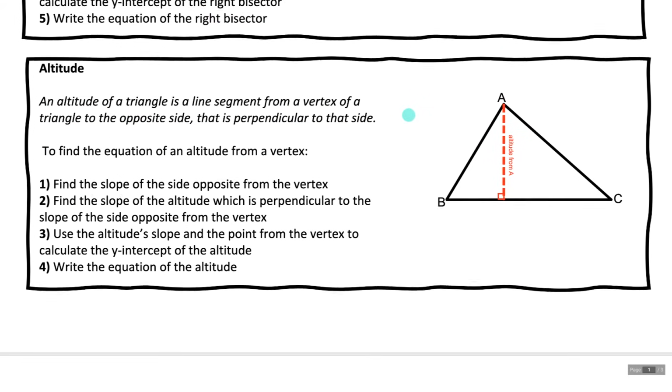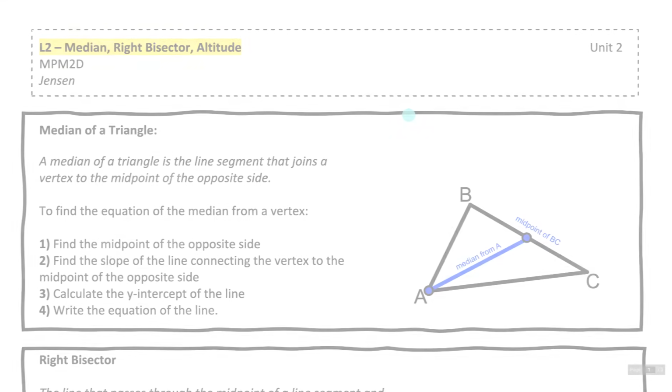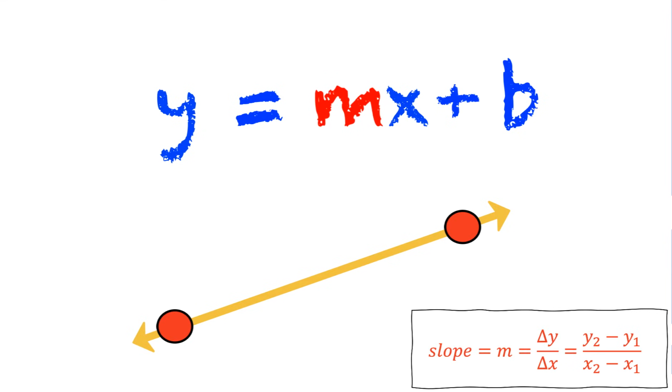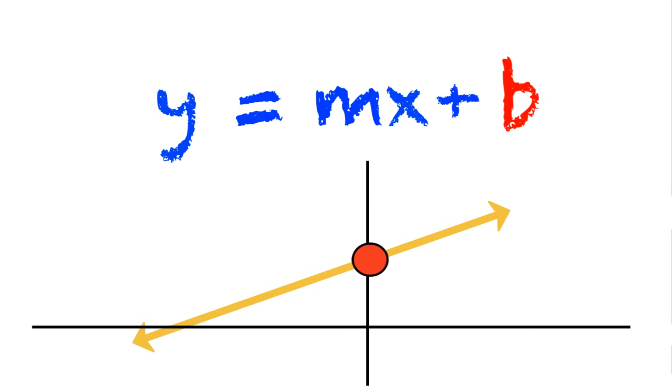Notice that all three of these are line segments. So when we're writing the equation of any of the three of them, we're going to be writing the equation in the form y equals mx plus b. Y equals mx plus b is an equation that describes the relationship between the x and y coordinates of any point on a line segment. It describes the relationship in terms of m, the slope of the line, which we can calculate by doing the slope formula, change in y over change in x, which we could write as y2 minus y1 over x2 minus x1, and b, the y-intercept of the line.